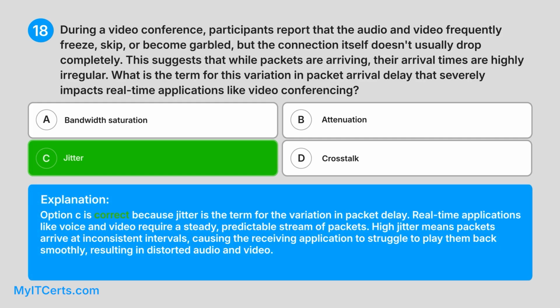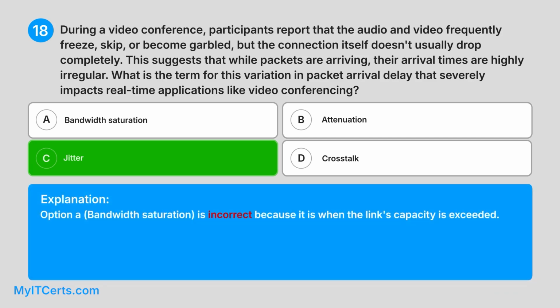Explanation. Option C is correct because jitter is the term for the variation in packet delay. Real-time applications like voice and video require a steady, predictable stream of packets. High jitter means packets arrive at inconsistent intervals, causing the receiving application to struggle to play them back smoothly, resulting in distorted audio and video.